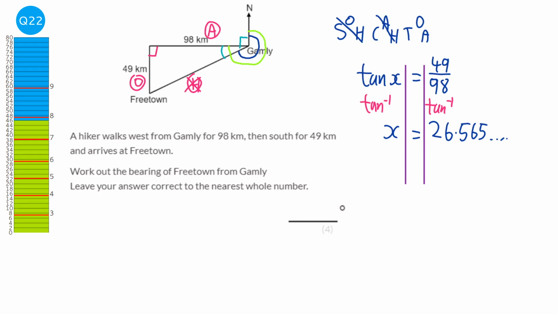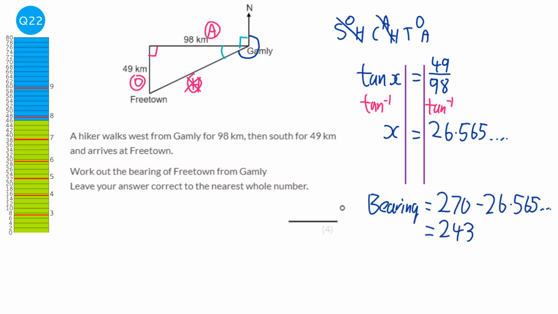Okay, so we know that the whole of the way around up until this point is 270 because we've got this 90 degree left. So what I'm going to do now is we're just going to work out the bearing. So bearing, we're just going to do 270, take away the 26.565, and that gives us 243.434, and so on. It says it wants it to the nearest whole number, so that's going to be 243.